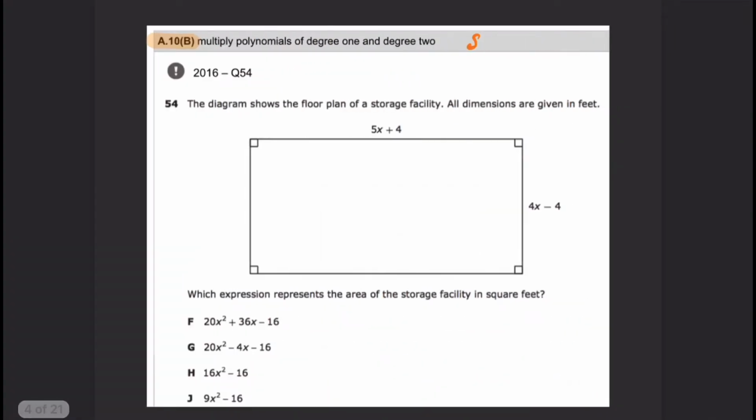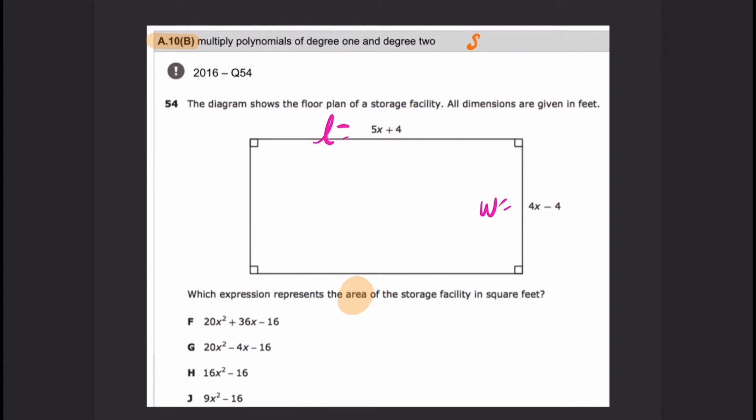This question is covering TEK 8.10b, where we're going to multiply polynomials of degree 1 and degree 2. So question number 54. The diagram shows the floor plan of a storage facility. All dimensions are given in feet. Notice that the length is equal to 5x plus 4, and the width is 4x minus 4. Which expression represents the area of the storage facility in square feet?